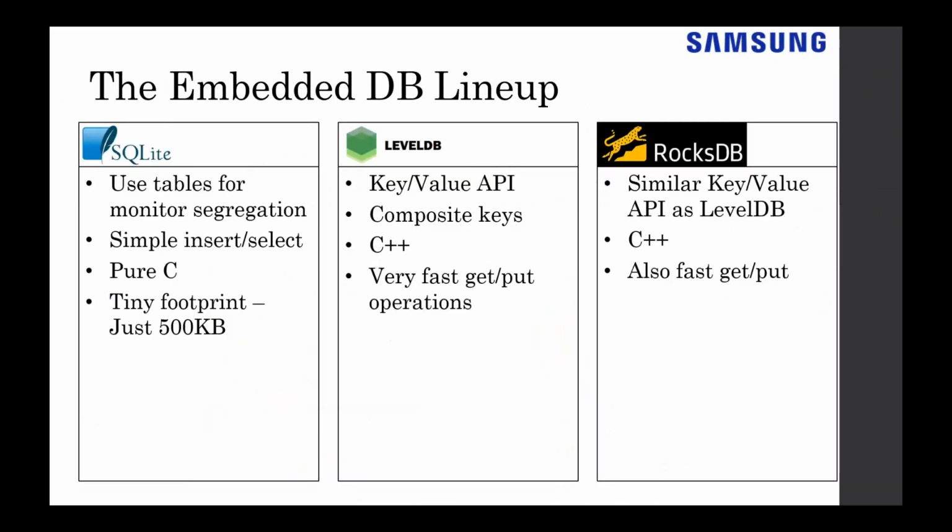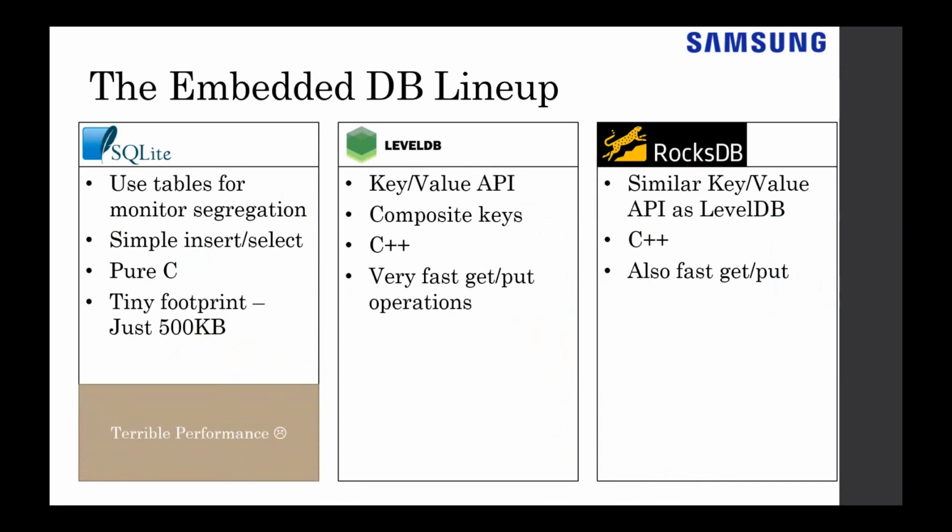So the three DBs that I looked at, as I mentioned: SQLite, super simple, tiny footprint. So that was kind of cool. LevelDB was written by Google, supposed to be pretty fast with key value store. And RocksDB was written by Facebook, taken on from LevelDB, and it's supposed to be even faster. So let's look through the evaluations of these pretty quick.